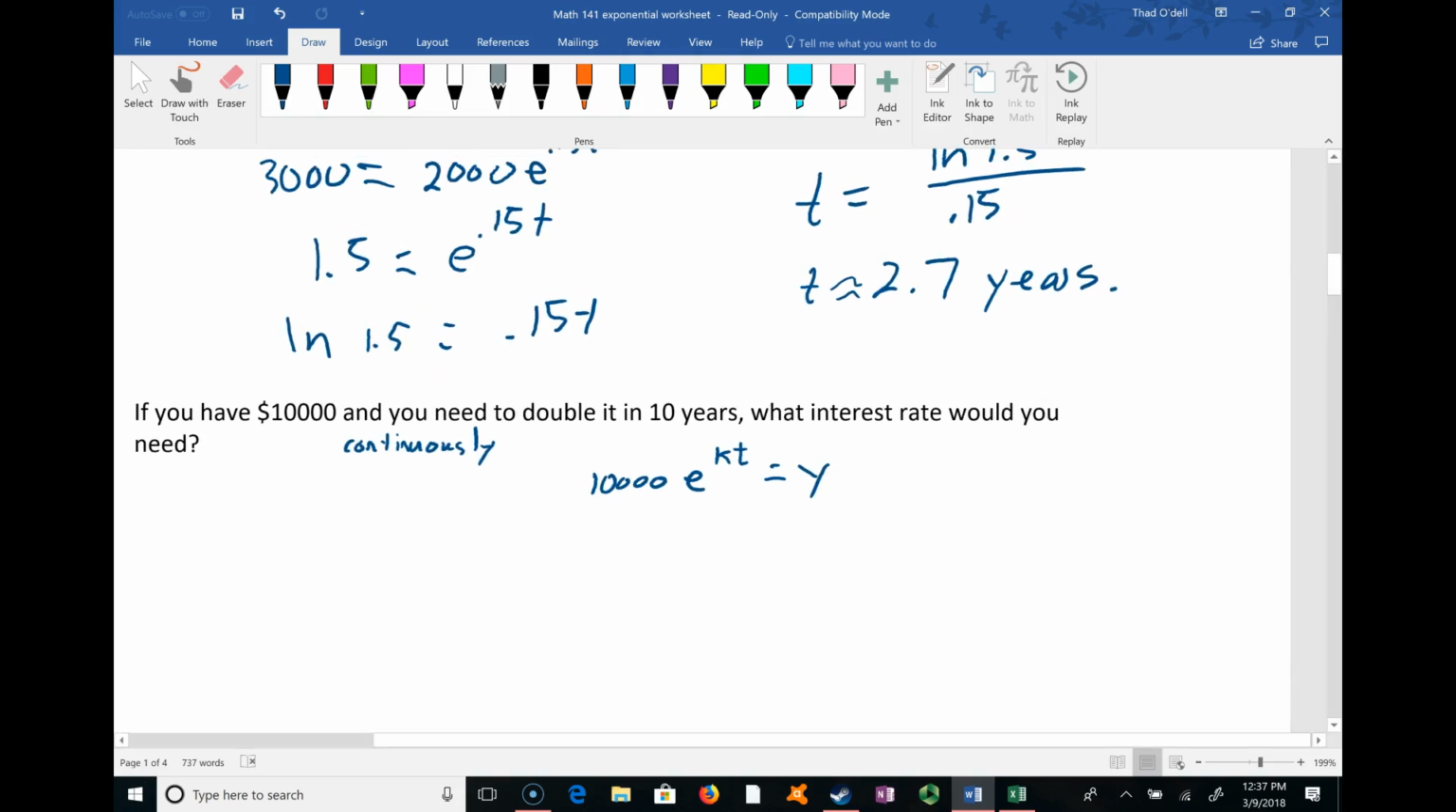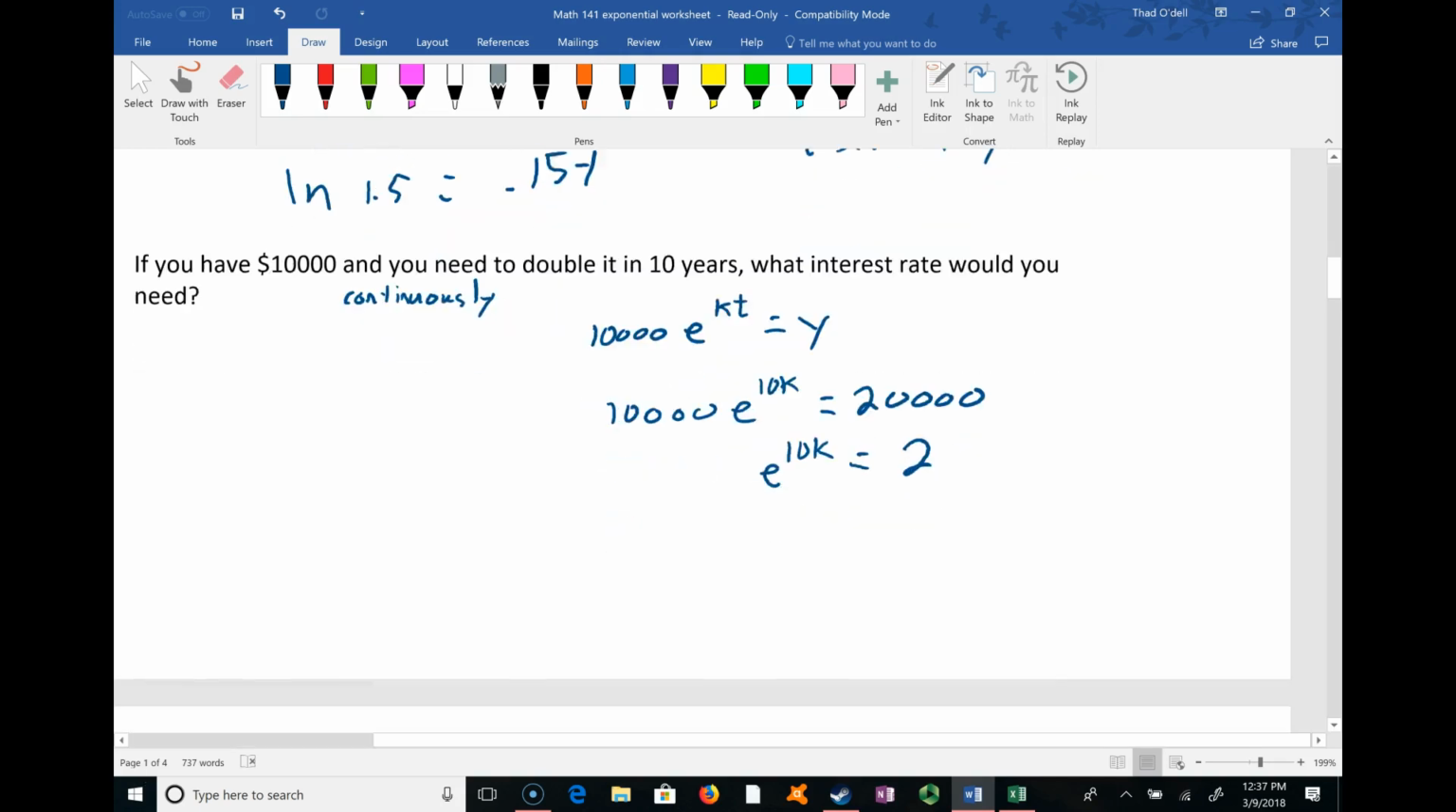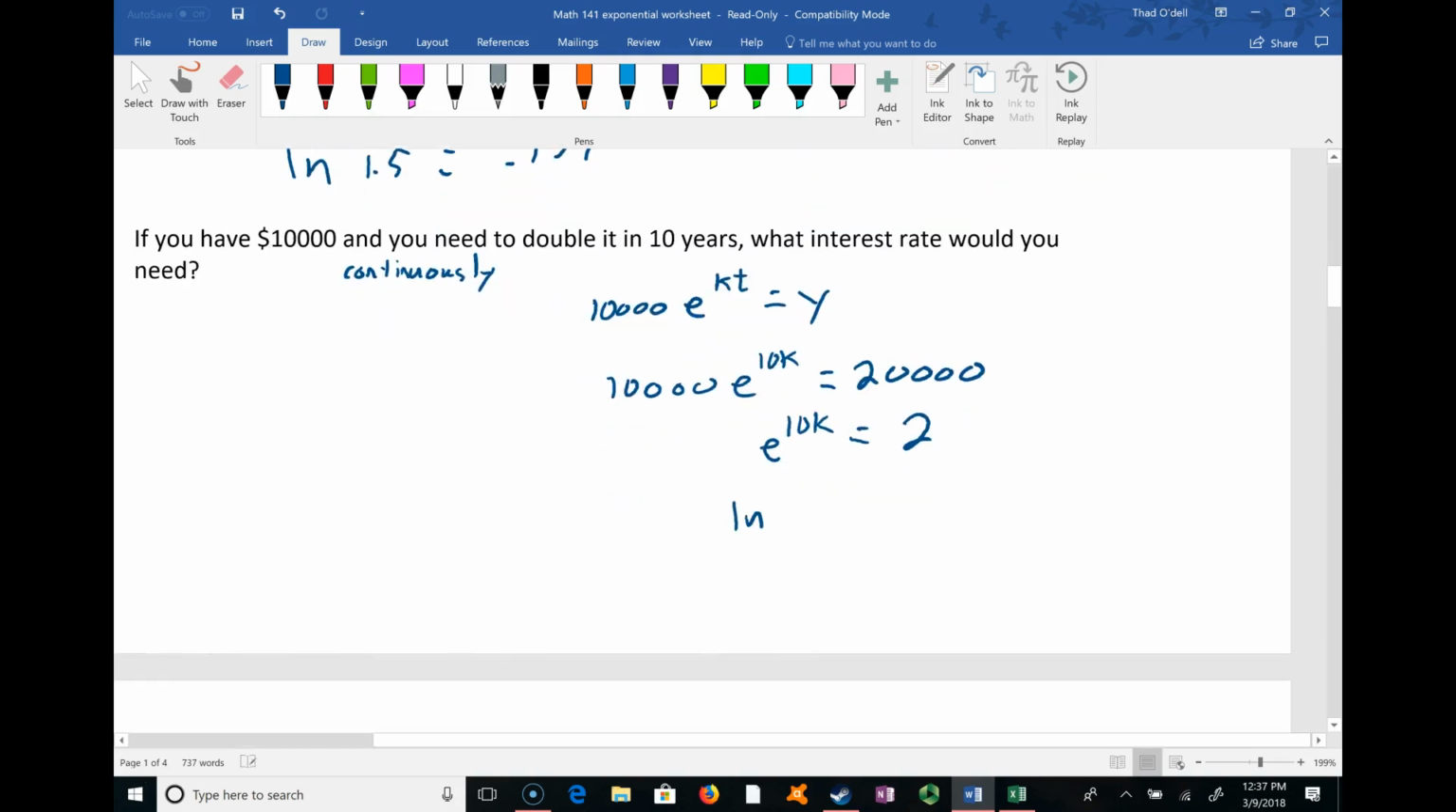So I'm going to fill in the other things I know. So this would be 10,000 e, and the years would be 10, so that would be 10k. And I want it to double, so that would be 20,000 over here. So I divide both sides by 10,000. I get e to the 10k is equal to 2. And then I take the natural log of both sides. Natural log of e to the 10k would be just 10k, because the natural log and e cancel each other out. I'd have a natural log 2 over here.